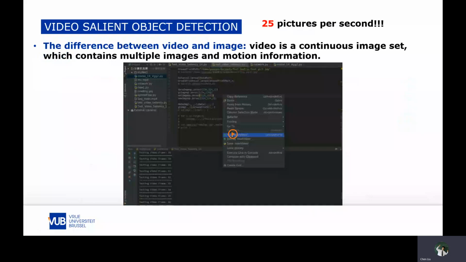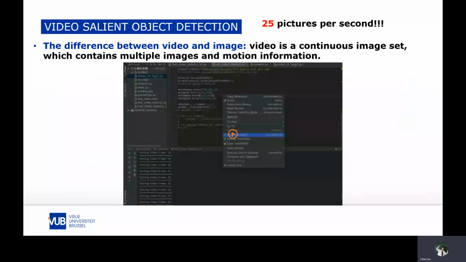And as we all know, video is actually images. Video is a continuous image set which contains multiple images and the motion information of the images. Due to the limited frequency of human eye recognition, when the number of images seen per unit time reaches a certain number, the feeling to the human eyes is that the picture is moving, which is called video. This frequency is generally 25 pictures per second.